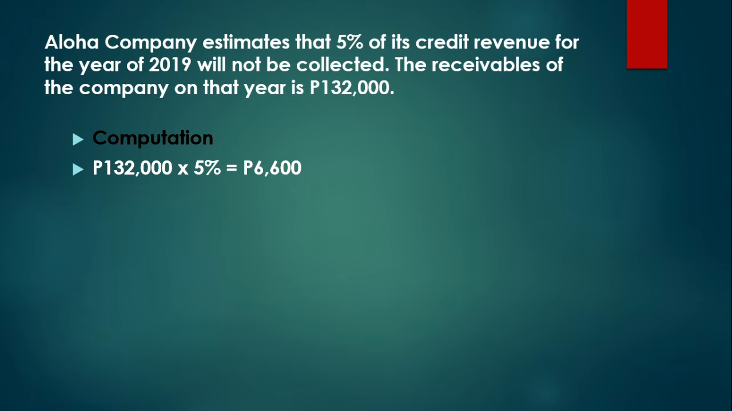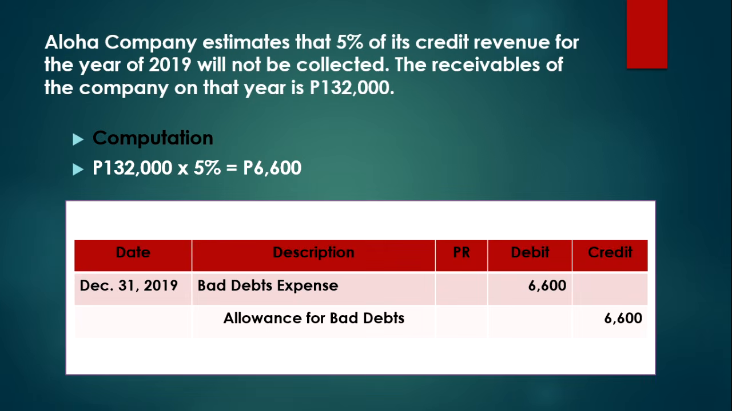To record that, December 31, 2019, debit bad debt expense, 6,600. And then, credit allowance for bad debt expense, 6,600. Ayun. So, that would be all.